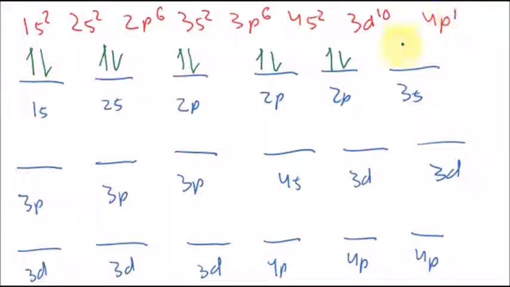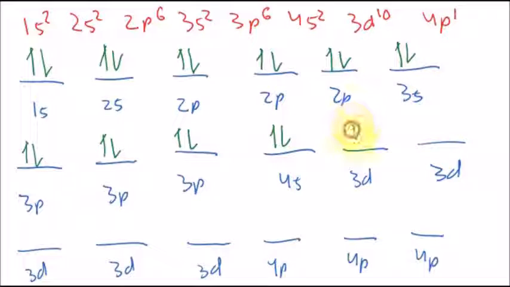Okay, 3s2, so that's clockwise, counterclockwise, and then 3p6, every orbital gets 1 electron, so 1, 2, 3, before each orbital gets 2, so 4, 5, 6. 4s2, so that's just clockwise, counterclockwise. 3d10 again, every orbital gets one electron. So 1, 2, 3, 4, 5, and then before each one gets 2, so 6, 7, 8, 9, 10, and then 4p1 we just have one electron here. Okay.